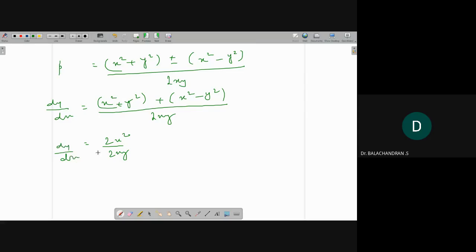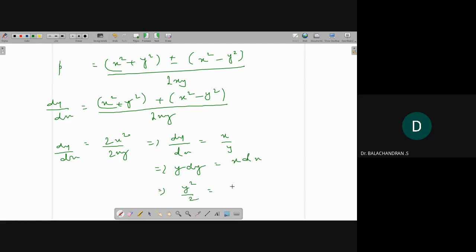It is depending upon the simplifications. So if you add these two, you get what? 2x square by 2xy. So dy by dx is equal to, this implies dy by dx is equal to 2 gets cancelled, x by y. Now this implies y dy equal to x dx. If you integrate, you will get y square by 2.